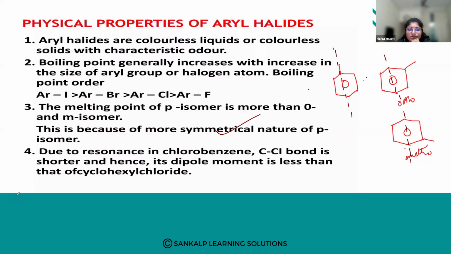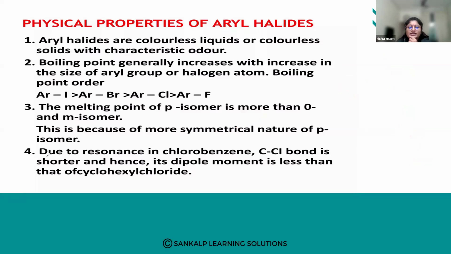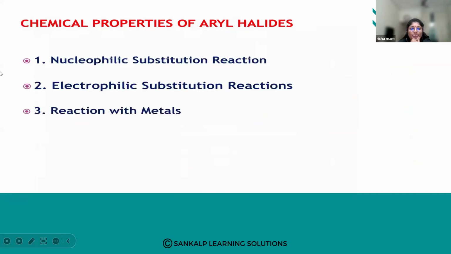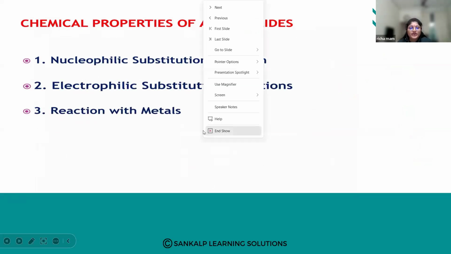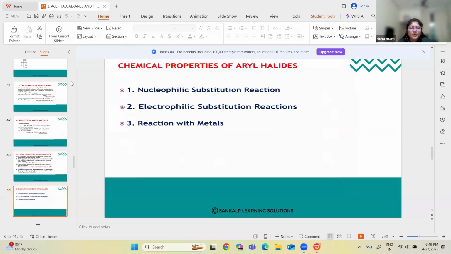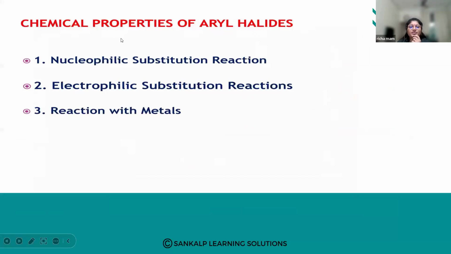Then due to the resonance in chlorobenzene, the C-Cl bond is shorter and hence its dipole moment is less than that of cyclohexyl chloride. Okay. Next, we are going to discuss the chemical properties of aryl halides. The first one is the nucleophilic substitution reaction. Second one is the electrophilic substitution reaction. Third one is the reaction with metals. So these are the chemical properties.